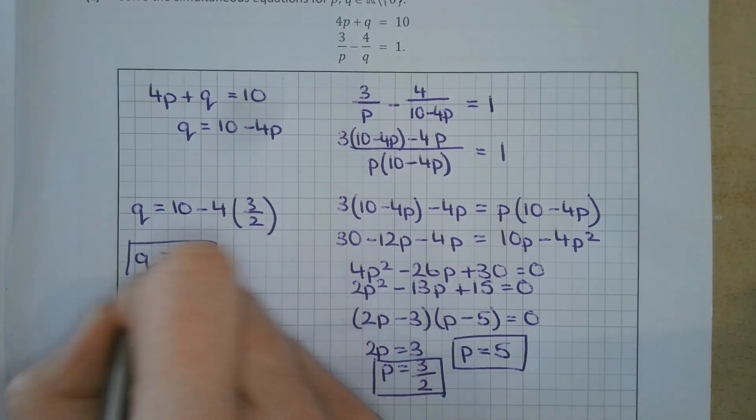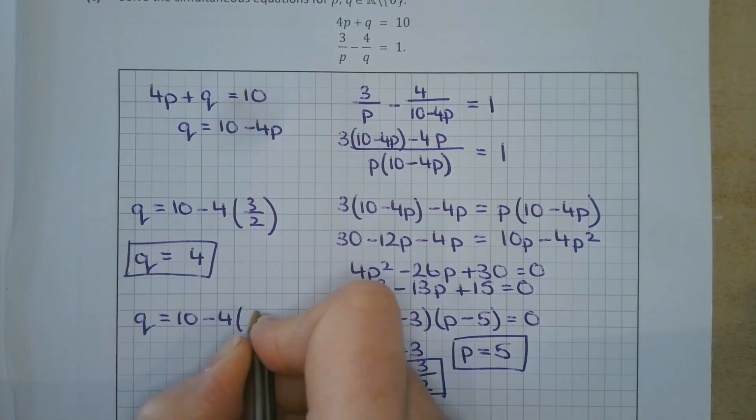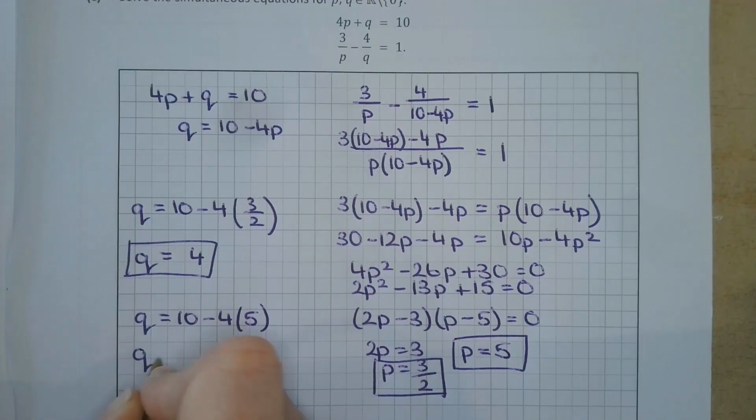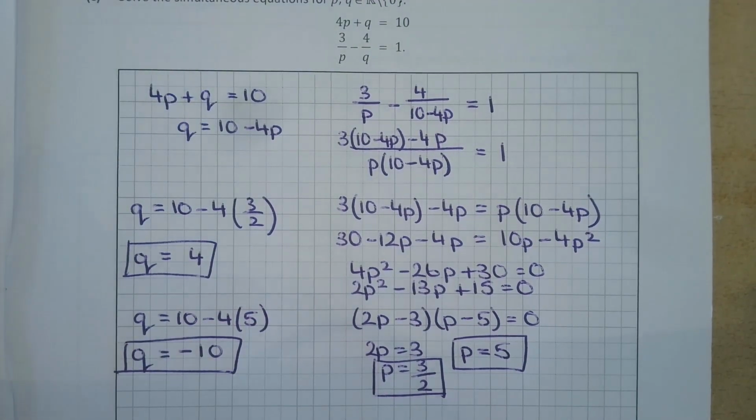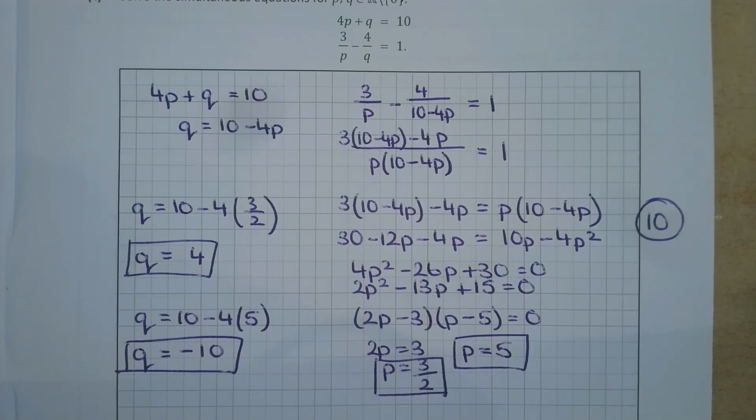And on the other one, q is going to be equal to 10 minus 4 times 5. So q is equal to minus 10. And there we have two solutions for p and two solutions for q. And that was 10 marks for that question.